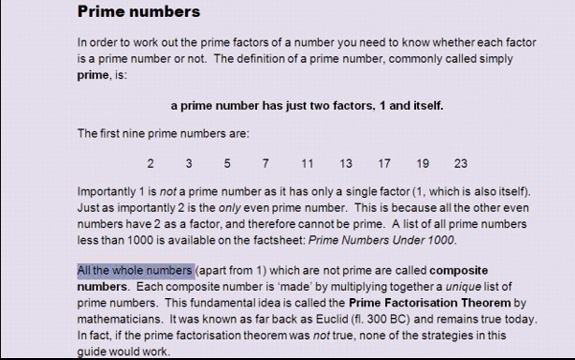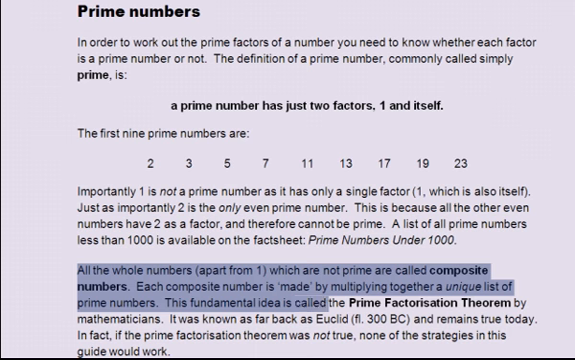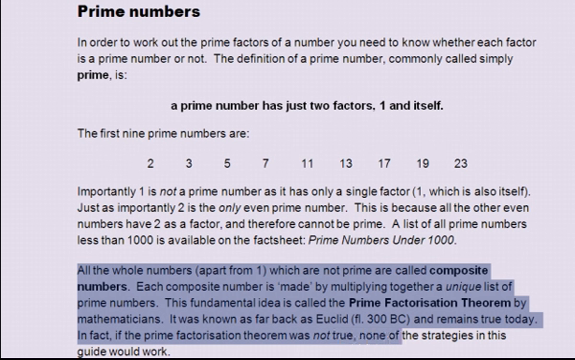All the whole numbers, apart from 1, which are not prime, are called composite numbers. Each composite number is made by multiplying together a unique list of prime numbers. This fundamental idea is called the prime factorisation theorem by mathematicians. It was known as far back as Euclid, about 300 BC, and remains true today. In fact, if the prime factorisation theorem was not true, none of the strategies in this guide would work.